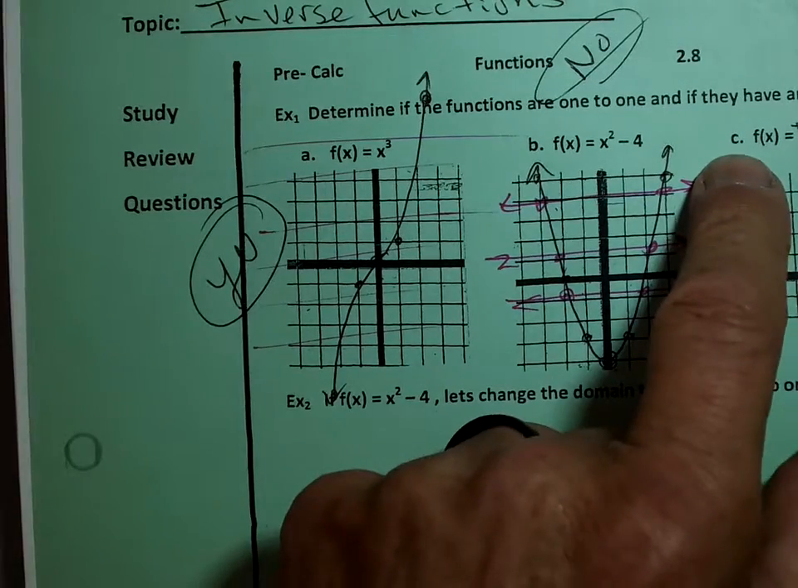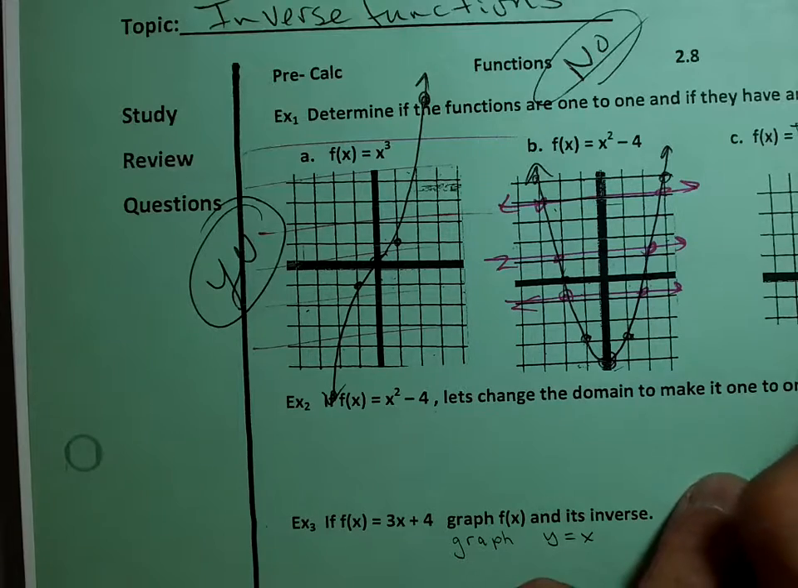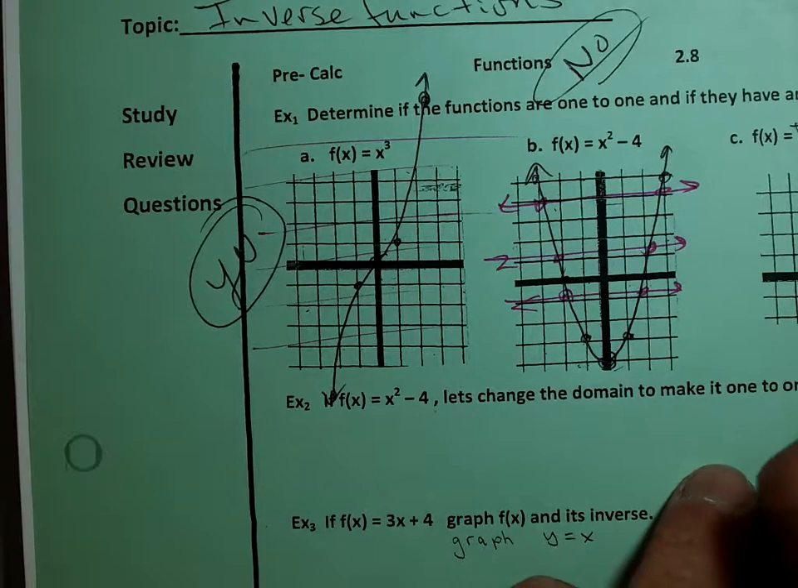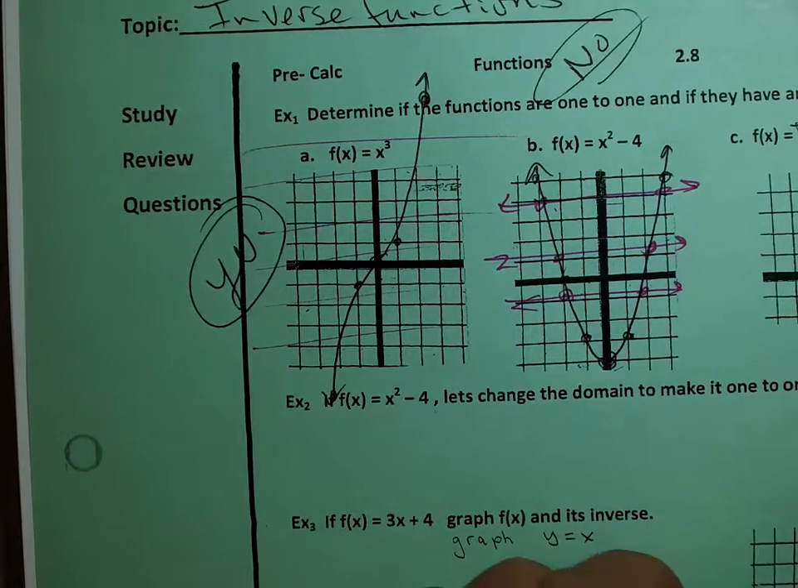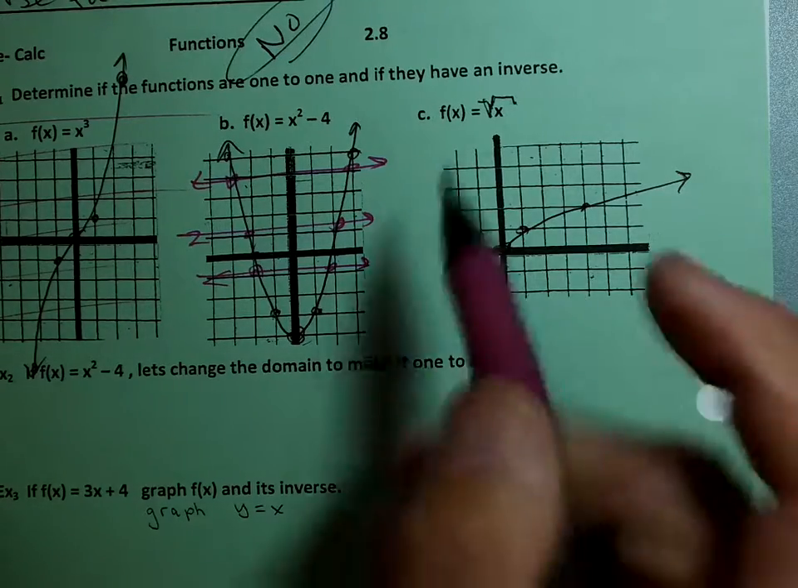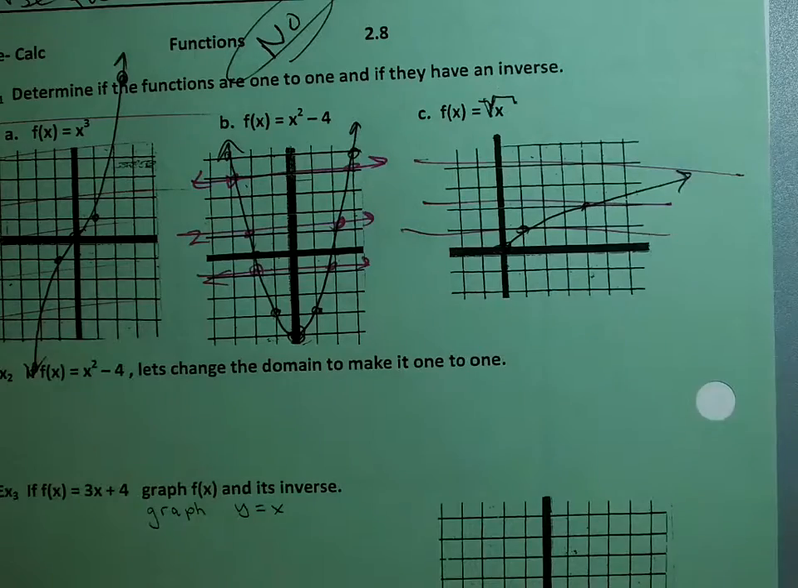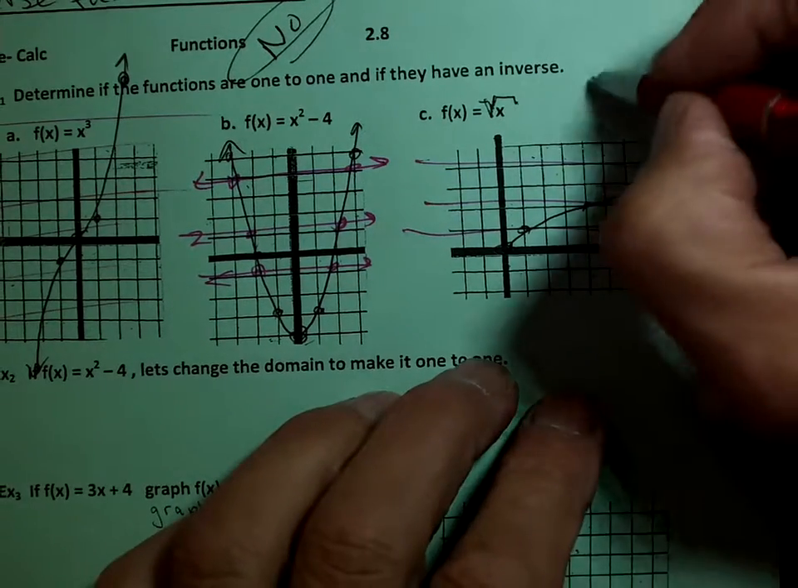C. It's a square root graph. The square root graph looks like this. Here's my square root graph. Now, does it have an inverse? Yes, because you can draw a horizontal line and it will only hit one point, so every y has exactly one x. The answer is yes.